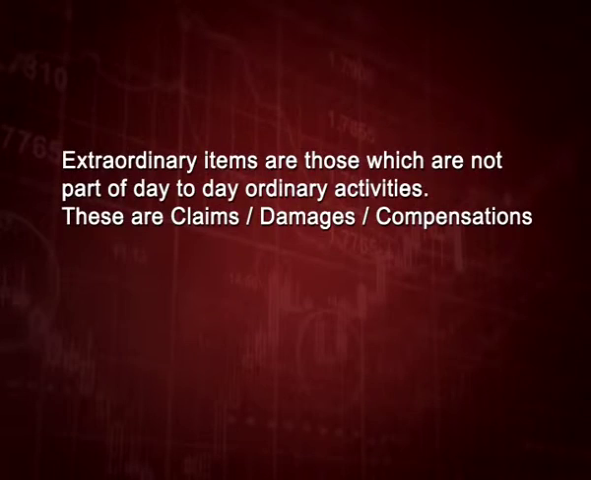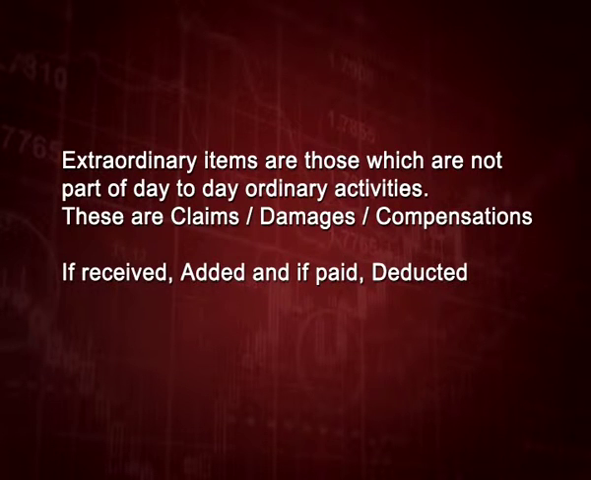Now, after all these adjustment of working capital, we have to adjust for extraordinary items. Now, what are extraordinary items? They are those items which are not part of day to day ordinary activities. These are claims, damages, compensations. If received, you add them, and if paid, deduct them. And after all this, in the end we have to deduct tax paid, as it is also part of operating activity and the money is going out. So, it has to be deducted to get cash from operating activity.